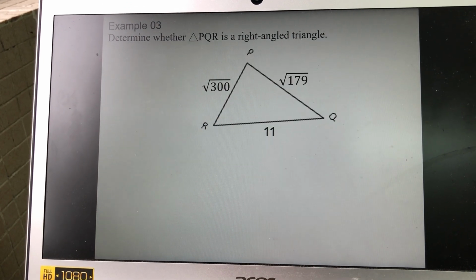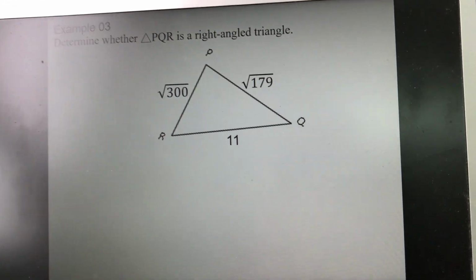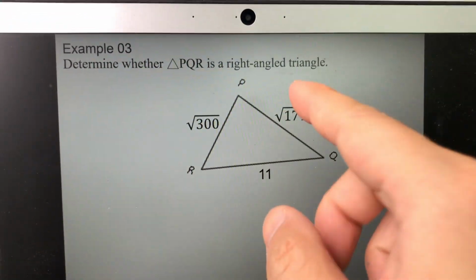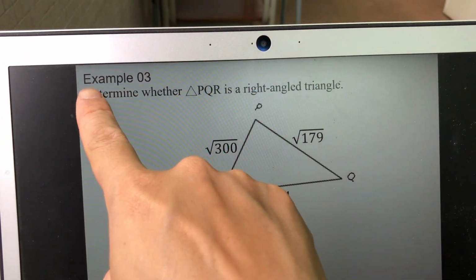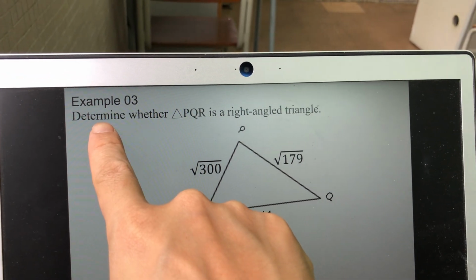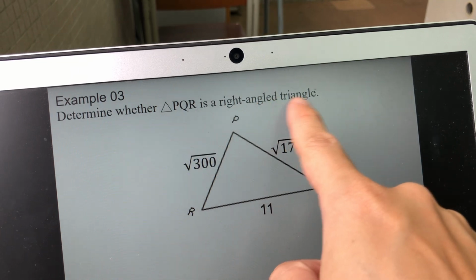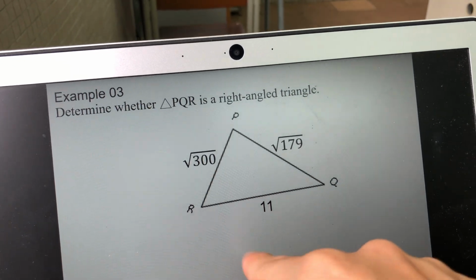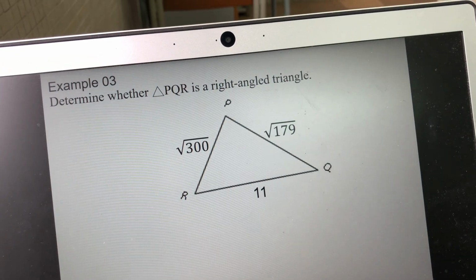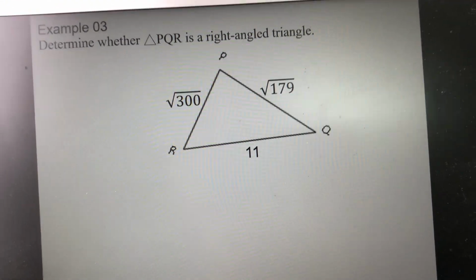Look at one more. Whoa, it looks difficult, right? So, example number 3, you have to determine. Determine means that you have to judge whether this triangle PQR is a right angle triangle or not a right angle triangle. Oh, how to do it? How to do it?